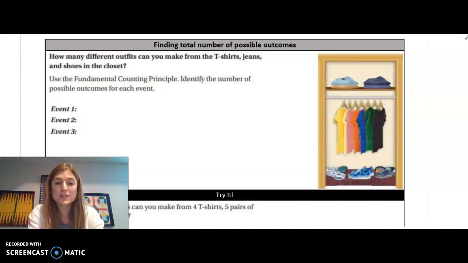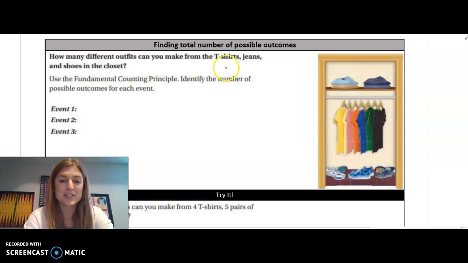So using this fundamental counting principle, on the past video we were used to using it for only 2 events. Well, now we're going to be using it for 3 events. And that is t-shirts, that's 1. 2 is jeans. And then last is choosing a shoe to go with your outfit. So event 1, let's start with t-shirts.